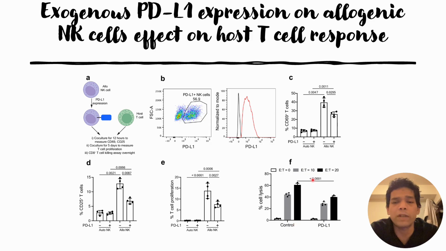That is, with a high effector to target ratio, they see high lysis of these NK cells, and this NK cell lysis percentage goes down when they use PD-L1 expressing allogenic NK cells. So this further substantiates their previous finding from the activation markers, that PD-L1 expression on these exogenous allogenic NK cells suppresses, or partially reduces, the host T cell response. So this is what they have concluded in this figure.